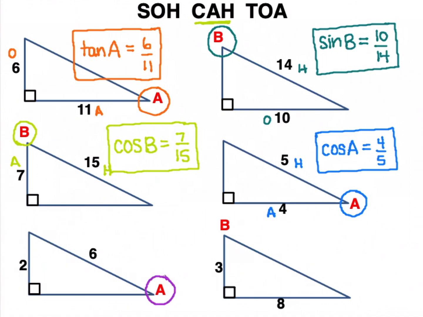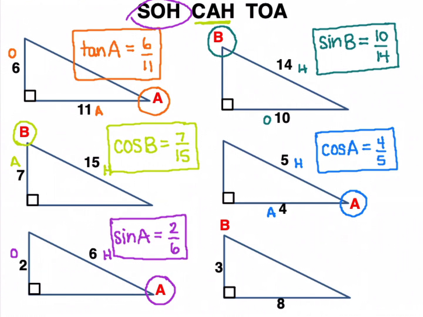Here we've got angle A again. I've got a hypotenuse, and this time they gave me the opposite side. So I'm looking for one that has an H and an O, and that is my SOH. So I will write sine of angle A equals O over H, 2 over 6. That order is important.